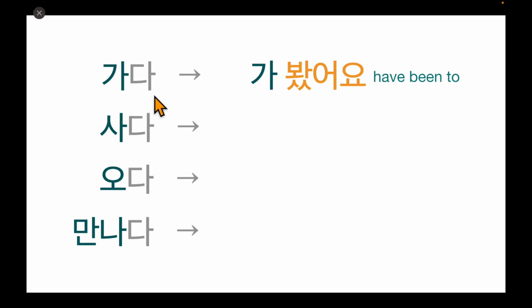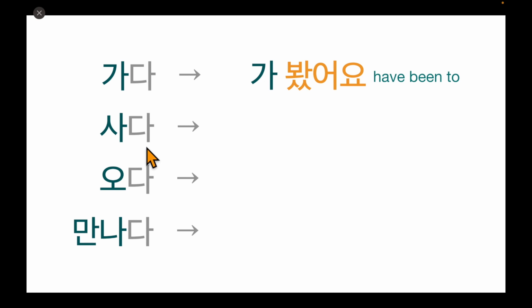So, 가다 becomes 가봤어요. Repeat after me. 가다. 가봤어요. One more time. 가다. 가봤어요. 가다 means to go. 가봤어요 means I have been to somewhere.